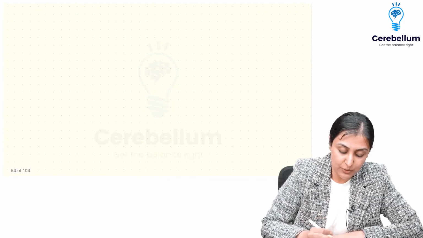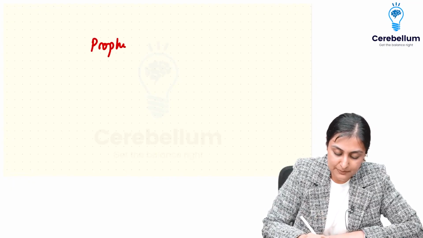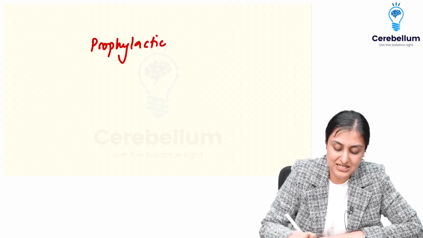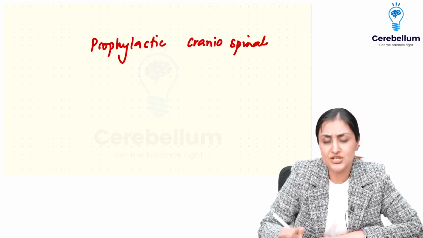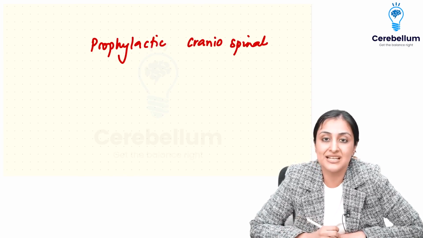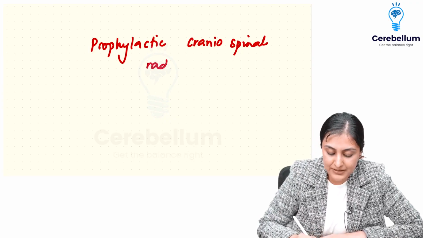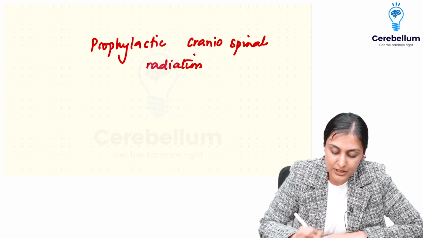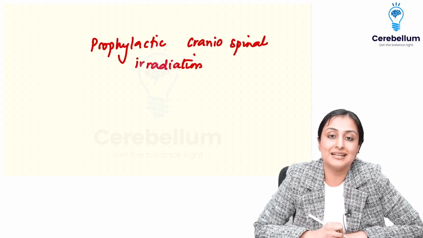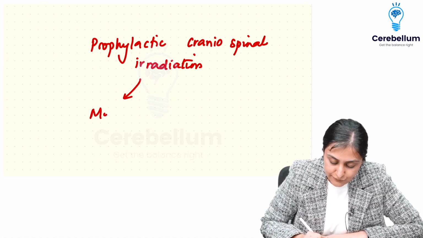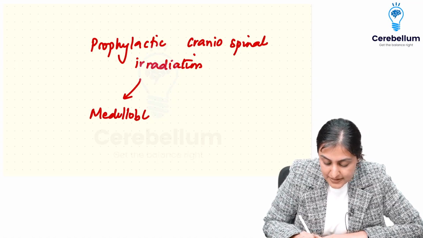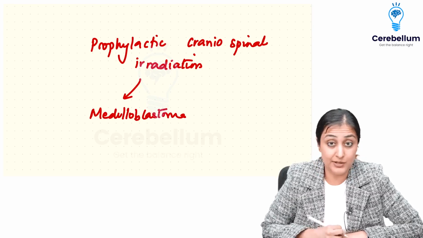So one additional point for all of you, prophylactic, meaning even though there are no metastases yet, there are few tumors which have such high propensity to cause brain and spinal cord metastasis that upon diagnosis itself, you're going to give prophylactic craniospinal irradiation. What are those tumors? So the first example is medulloblastoma that we have seen.